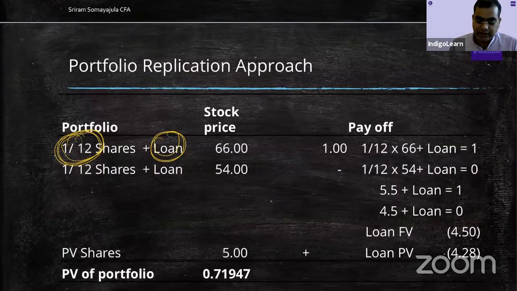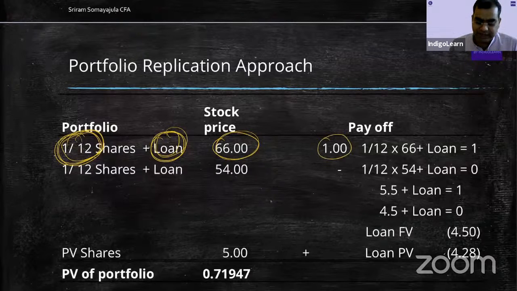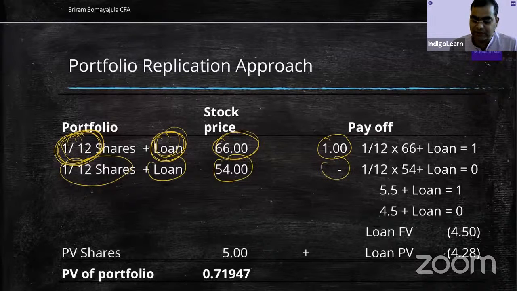We will figure that out. You take 1/12 shares plus loan. And when the stock price is 66, you have to get a payoff of 1 from this 1/12 shares plus loan. And when the stock price is 54, you have to get a payoff of 0.